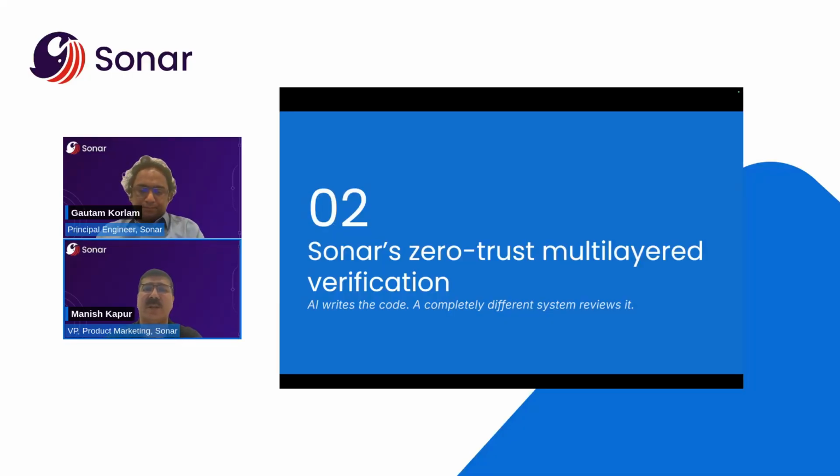So how does Sonar think about solving this problem? How do you fix it? It's not by slowing down AI coding for sure, but it's more about how you verify it, and you verify it in a reliable way and at the same pace at which it is being developed. Next slide.